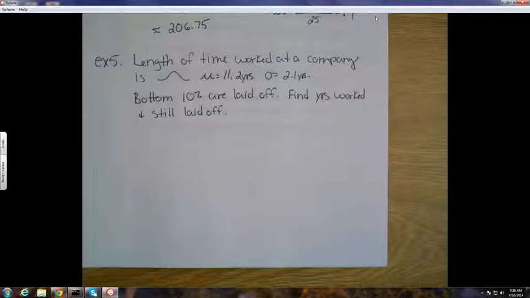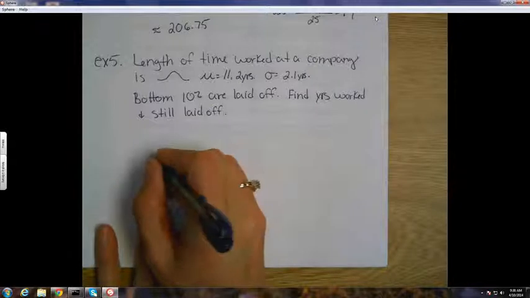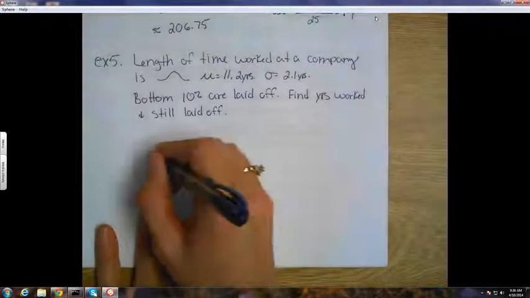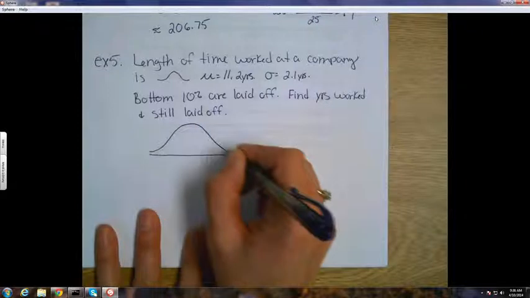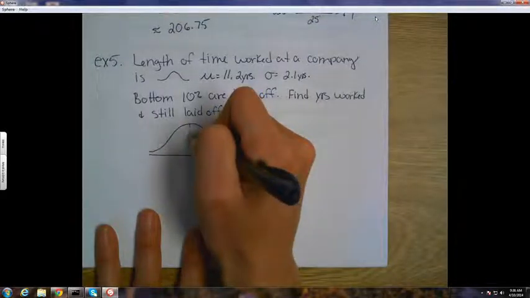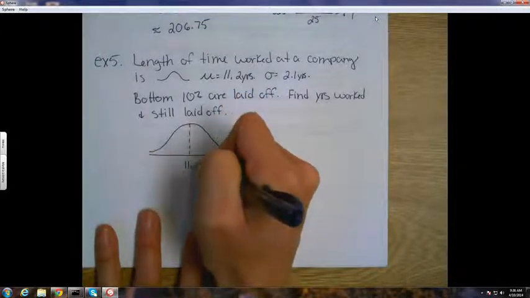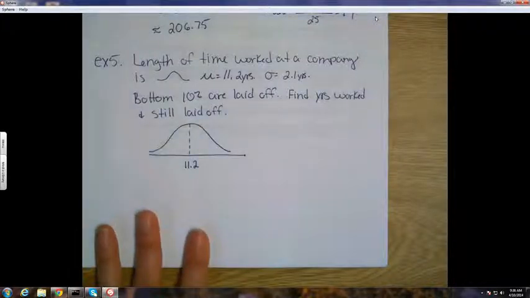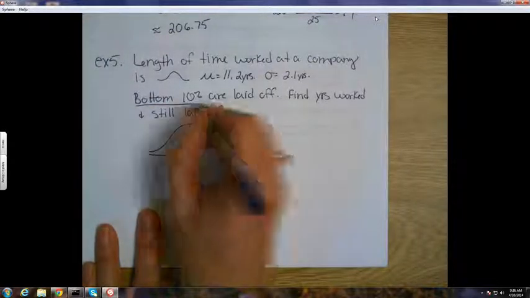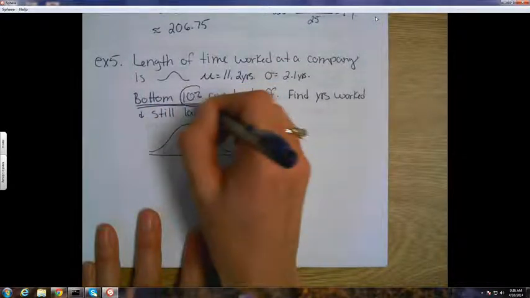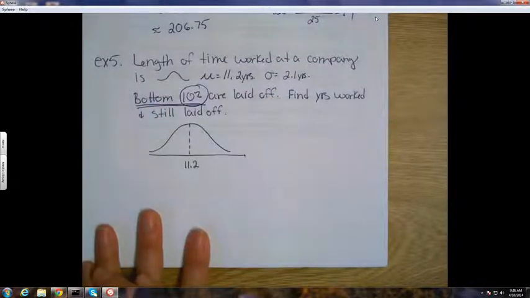Okay, I think the picture is helpful on this. Obviously, it's the normal curve. The bottom 10% are laid off. What is this 10% telling me? How do I represent that in my picture? The area. It's the bottom 10% that's shaded.